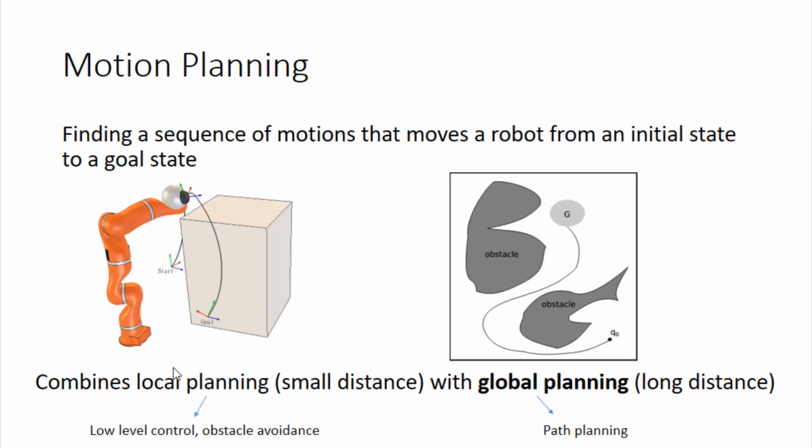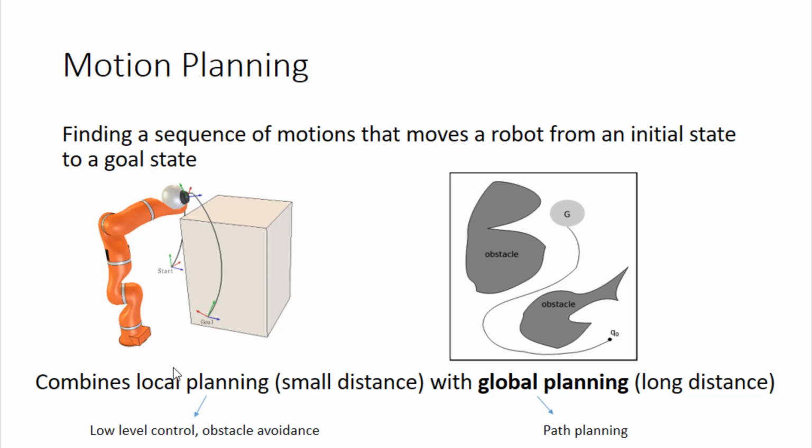But today we're going to start talking about motion planning. At a very high level, motion planning just means finding a sequence of motions that moves a robot from some initial state to some goal state. I put two examples here. On the right-hand side, you just see a 2D plane, and we have some start position Q0 in the bottom right, and then we have the circle up here labeled G as the goal. We've got a couple of obstacles, and we have just this little curve to move a robot from the start to the goal. That works for mobile robots, but we also have to consider robot arms.